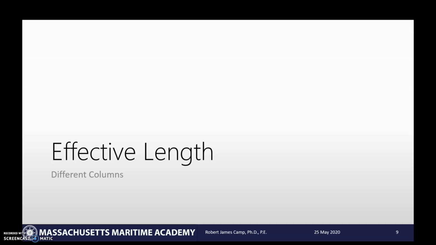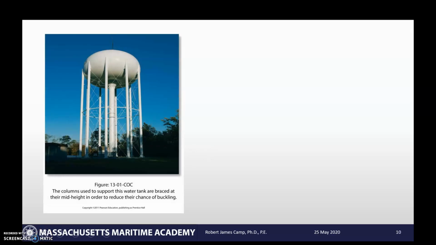And for the very last topic that we're going to cover in this class, we need to take a look at different kinds of columns, because we do have different columns that obviously aren't pinned at both ends. So we have something like this. These columns that are supporting the water tank, well, they're not pinned at both ends. They are pinned at the bottom, but they're free at the top. There's nothing holding them there.